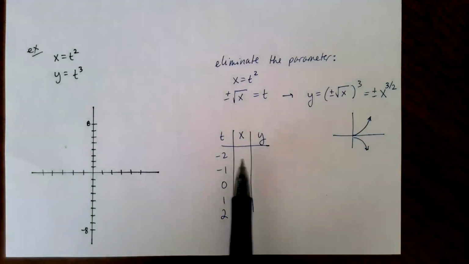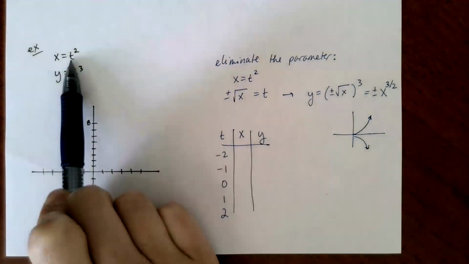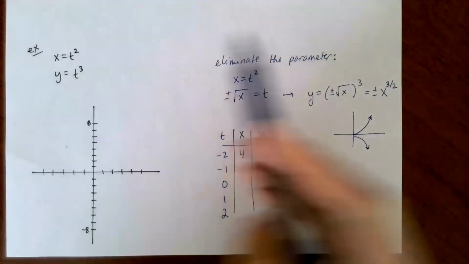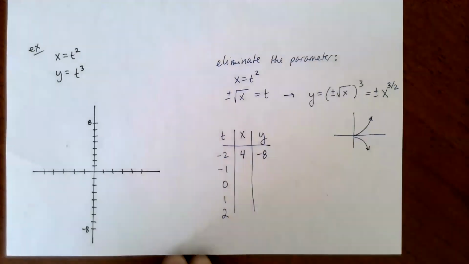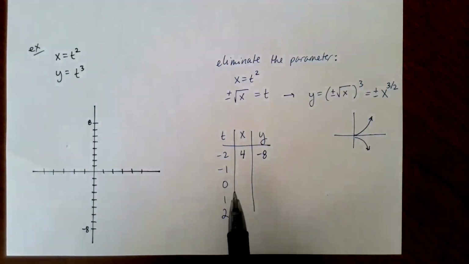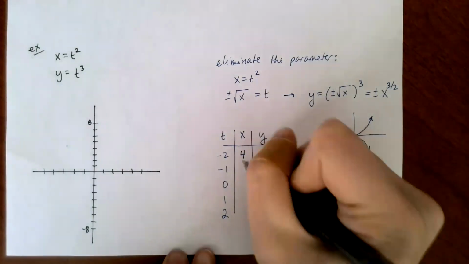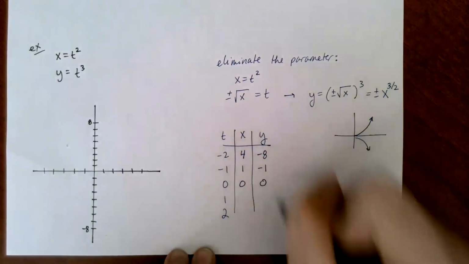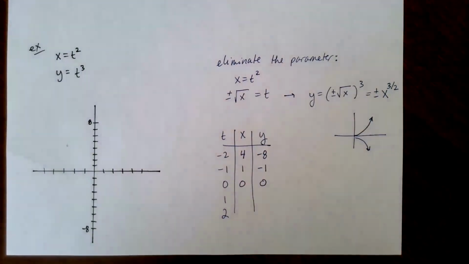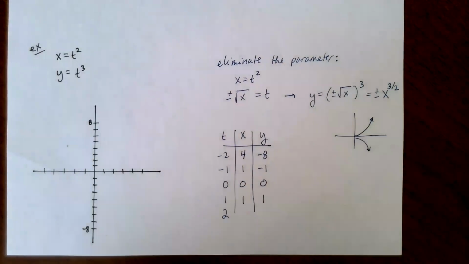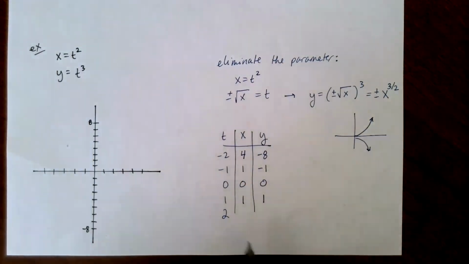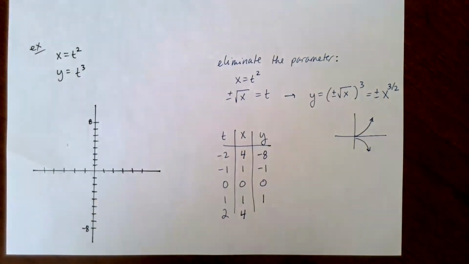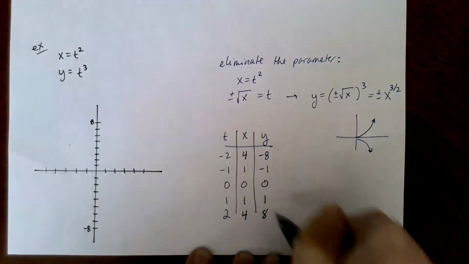Okay, so when t is -2, x is that number squared, so that's 4. And then y is that number cubed, which would be -8. And when t is -1, that number squared is +1, that number cubed is -1. At 0, x and y both come to 0. At 1, 1 squared and 1 cubed are both 1. And then finally, when t is 2, x is 2 squared, which is 4. And then y is 2 cubed, which is +8.